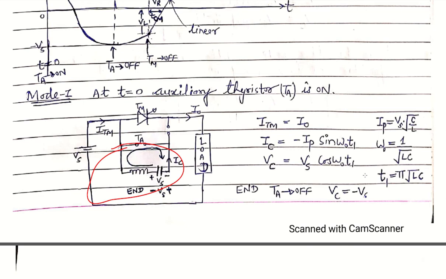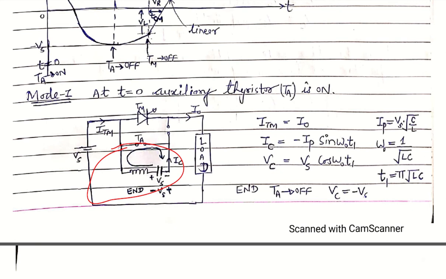And what is T1? Pi under root LC. We will see why it is pi under root LC. At the end, the capacitor discharges and its polarity reverses to minus plus Vs. So in the second mode we will start with minus plus Vs polarity. At this time T1 thyristor Ta is off, and this Vc, the capacitor voltage, will reverse and it will be minus Vs for the second mode.